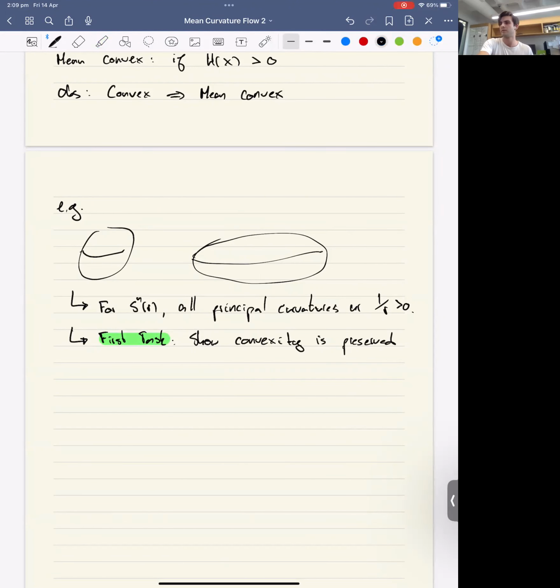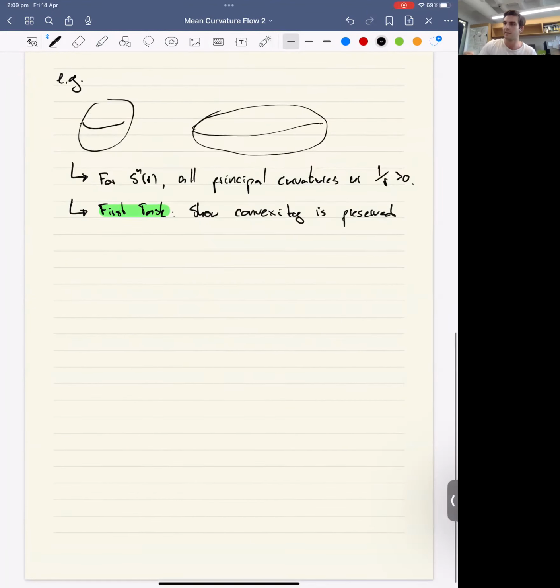And then after that, I guess the main thing I want to get at today is my second task. And this is going to be Huisken's theorem. So I'm just going to write that down now so that we know where we're headed, what we're working towards.